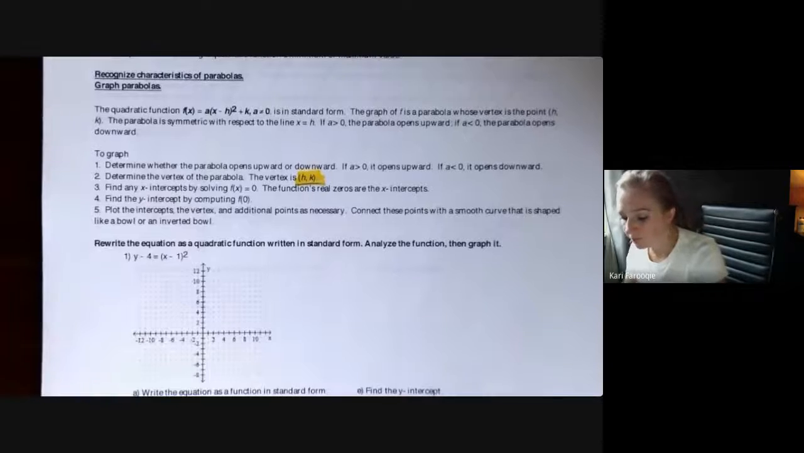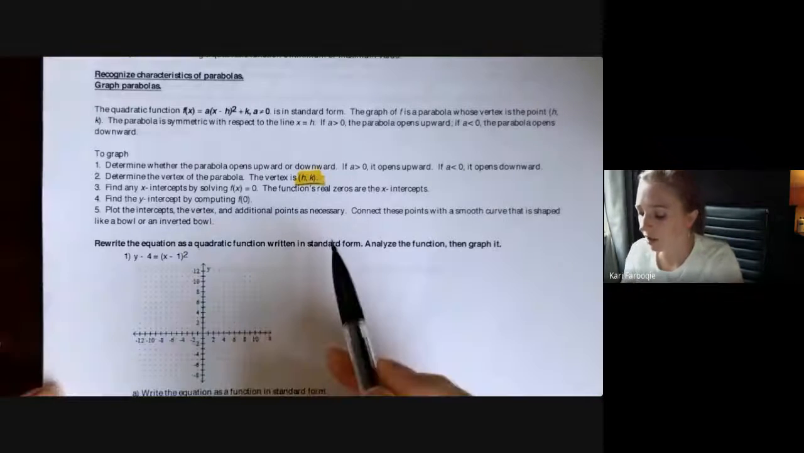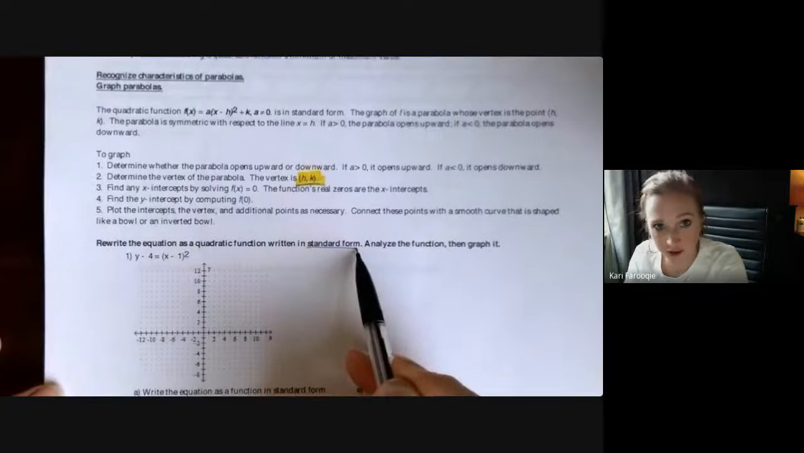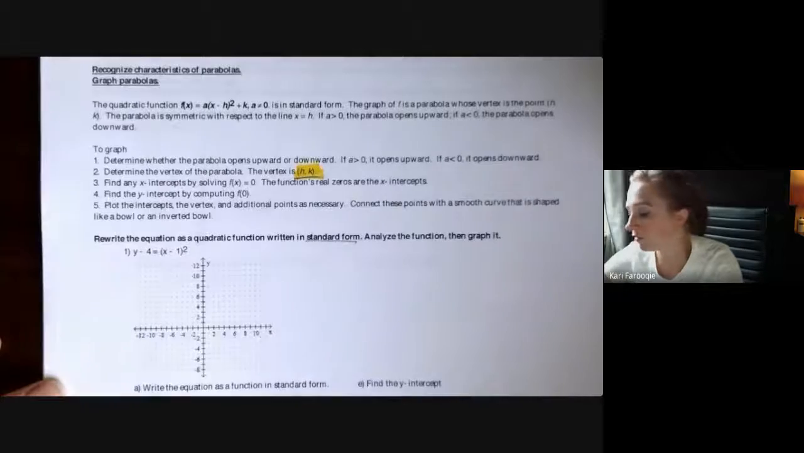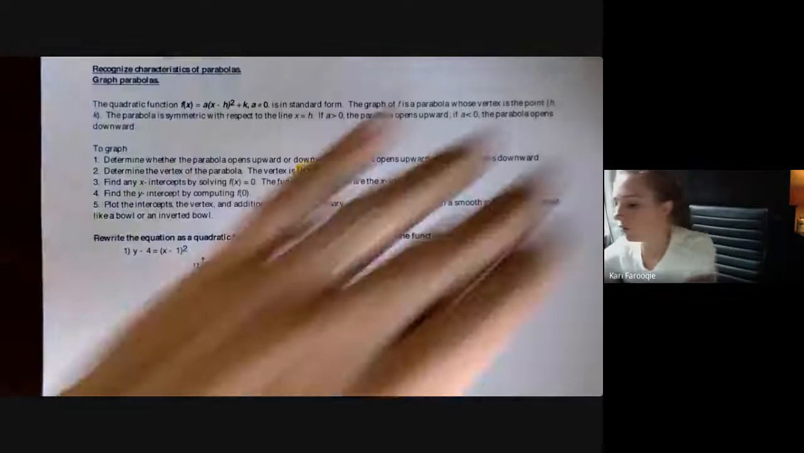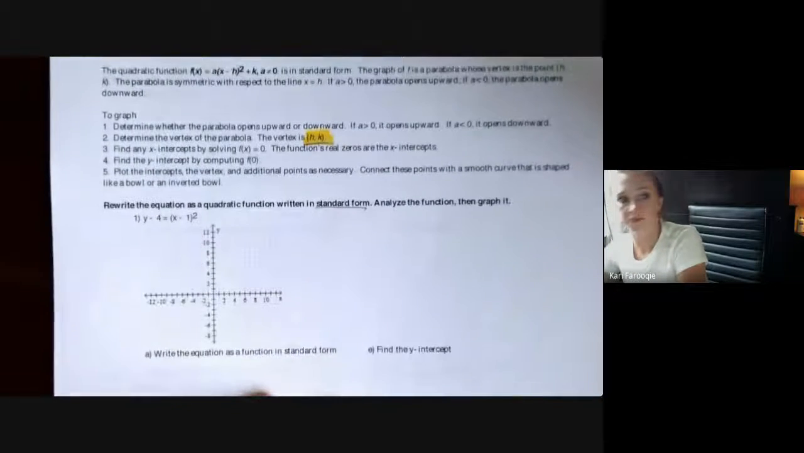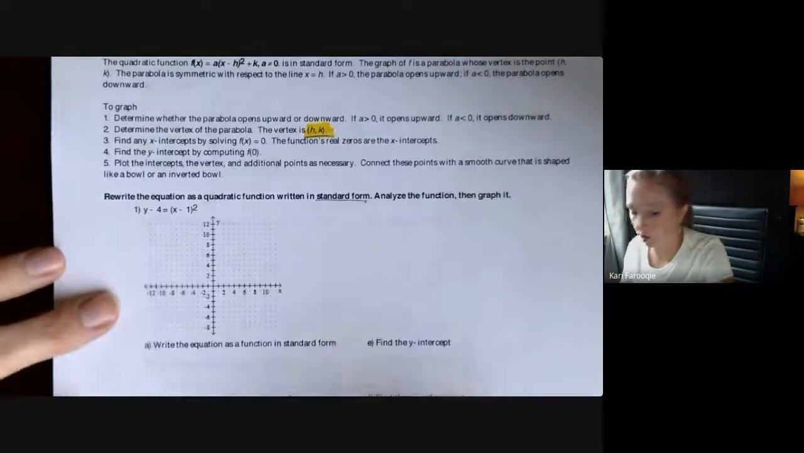So for number 1, write the equation as a quadratic function written in standard form. And then we're going to analyze the function and graph it. So the first thing we're going to do is write it in standard form. If you are asked to do that first, you'll get all of the information from that starting point. So that means what I want to have is f of x equals a times x minus h squared plus k.